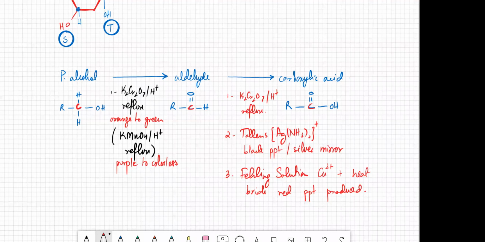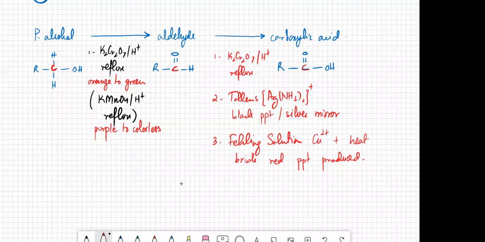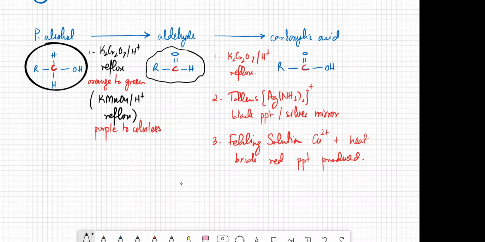So that is oxidation of a primary alcohol. A primary alcohol turning into an aldehyde, and then it's turning into a carboxylic acid. So this is the route that's going to be followed during oxidation of primary alcohols.